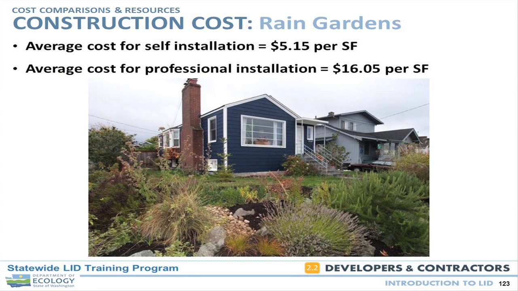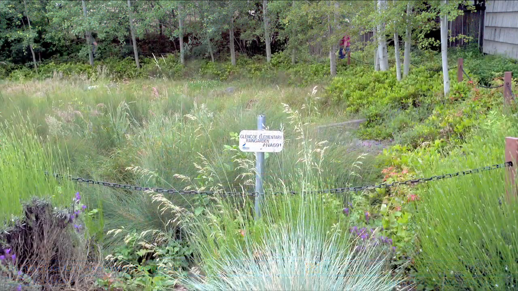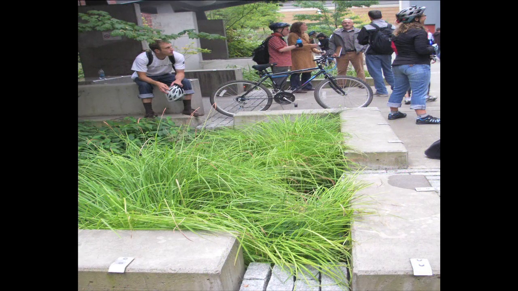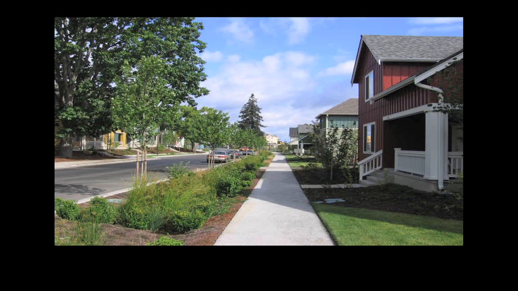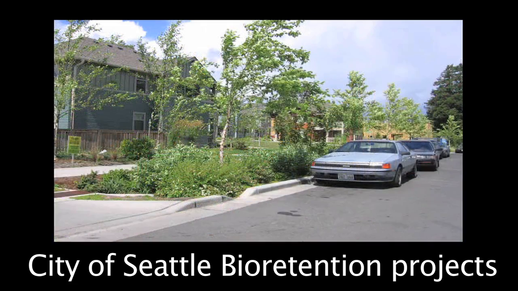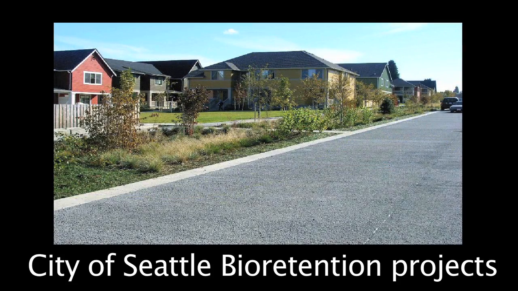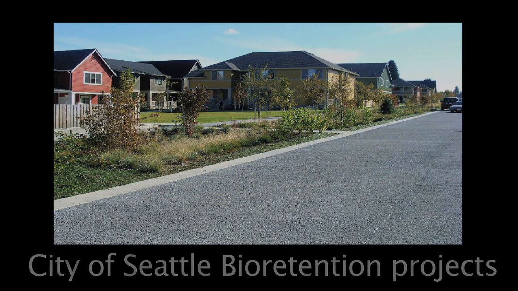Closer to home in Seattle, from the RAIN program, this is what Seattle is seeing for the installed cost for people who build their own rain gardens, $5 and change per square foot, and if you hire somebody, $16 and change. I believe the City of Seattle's current estimation for installed cost of bioretention is at least $10 more per square foot than the 16. I believe it brackets around 30 in place cost. Now, of course, there's a whole host of questions about what's included in that number.